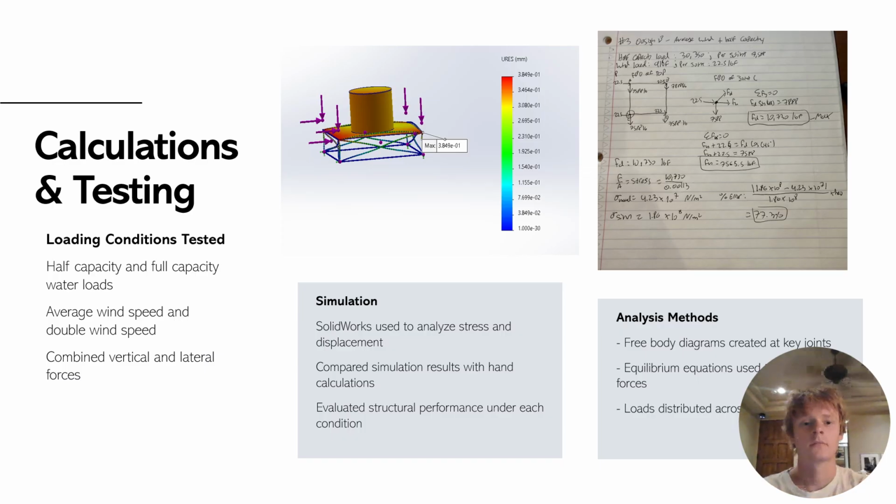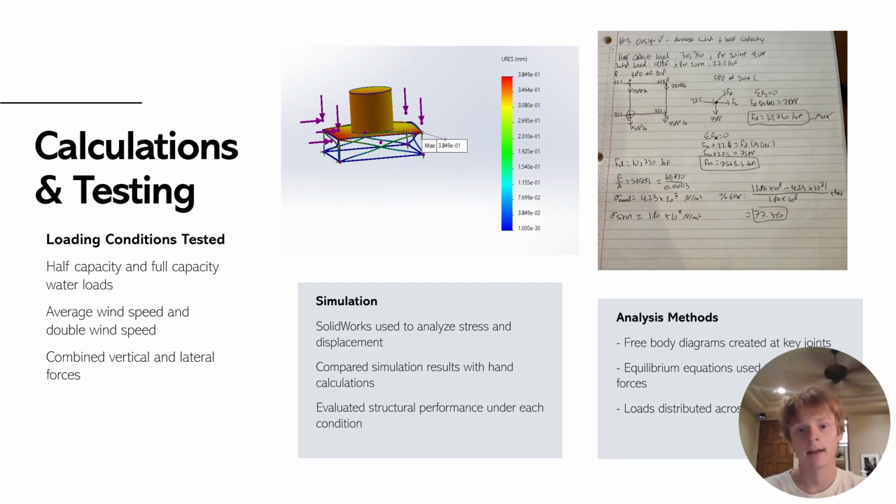To evaluate the designs, multiple loading conditions were applied. We tested both half-capacity and full-capacity water loads, since the structure needs to perform safely under all possible conditions. We also included wind loading, using both average wind speed and double that value to simulate more extreme conditions. For the hand calculations, free body diagrams were created at key joints.